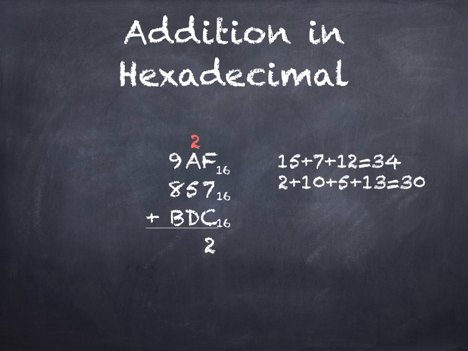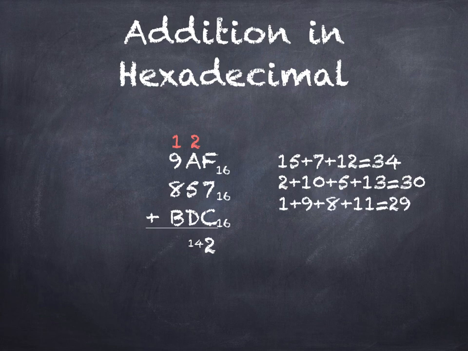Next, we add 2 plus 10, or A, plus 5 plus 13, or D. And that's equal to 30. So how many can we get from 30? We can get 1 16. So if we subtract 16 from 30, we get 14. And then we place the 1 that we got on top of 9, so that's 1 there.